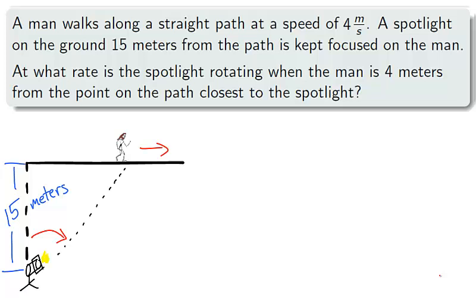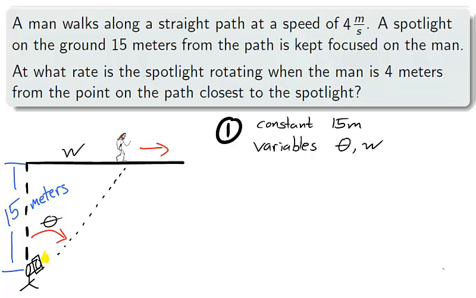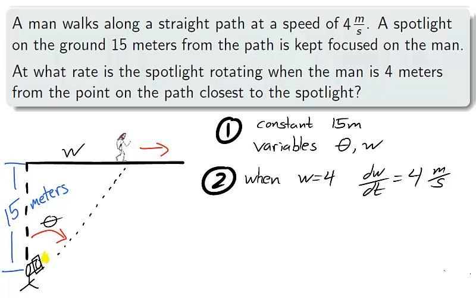We solve this problem by asking our 3 questions. 1. We have a constant 15-meter distance between the spotlight and the path. The variables we will assign will be θ, the spotlight rotation, and w, how far the man has walked down the path. 2. We are given that when w is 4 meters, dw/dt, the speed the man is walking, is 4 meters per second. Our goal is to find dθ/dt at that instant.